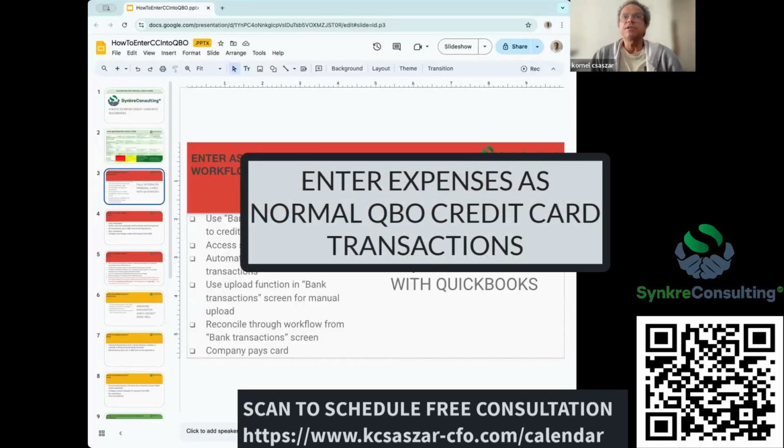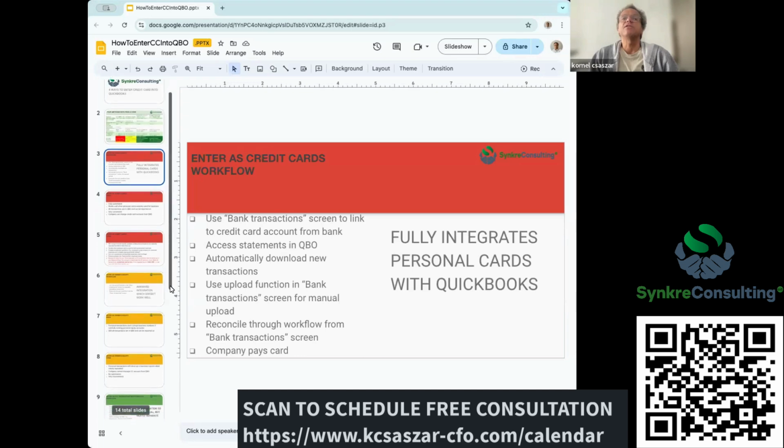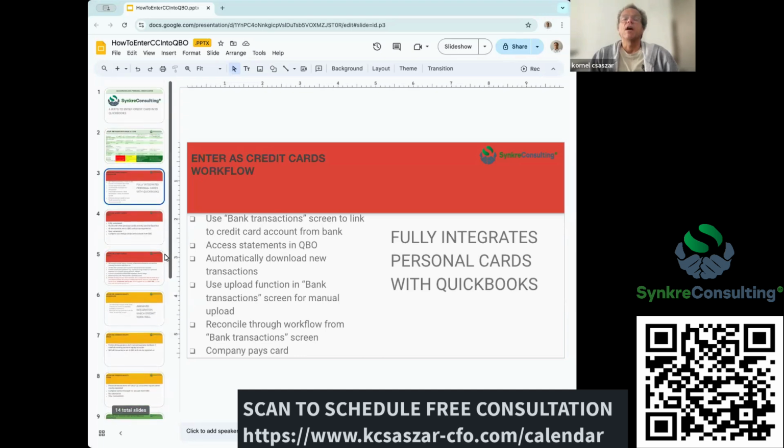Let's continue the discussion of the different ways of entering a personal credit card into QuickBooks. The next option that we'll discuss is the one that I singled out as extremely dangerous, which is importing a personal credit card as a proper credit card into QuickBooks.